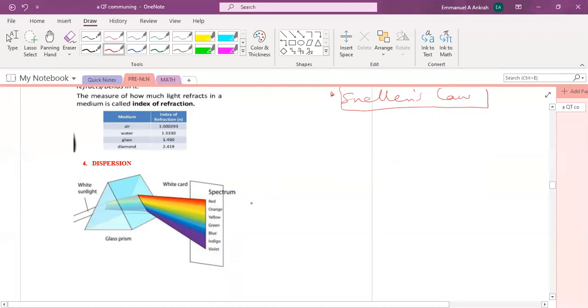To remember this, you can use the mnemonic Roy G. Biv. So red, orange, yellow, green, blue, indigo, and violet. Those are the colors that come out. That's dispersion of light. So those are the four properties of light that you should know about: reflection, dispersion, refraction, and diffraction.